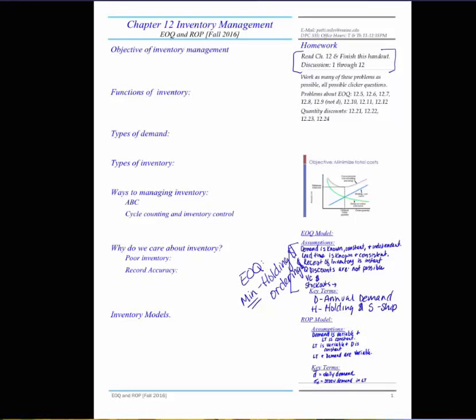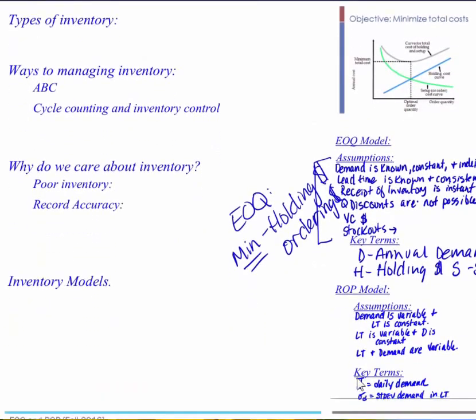The purpose of this video is to explain to you how to compute reorder point in chapter 12. So the first thing I want to do is draw your attention to the bottom right hand corner of this handout, where I have placed the assumptions of the ROP model.